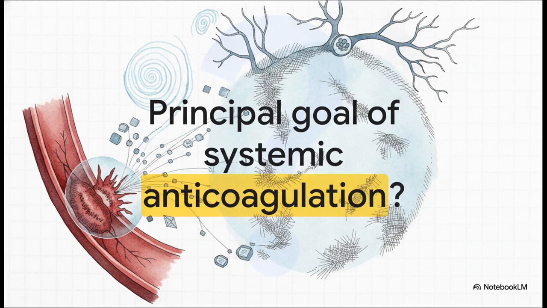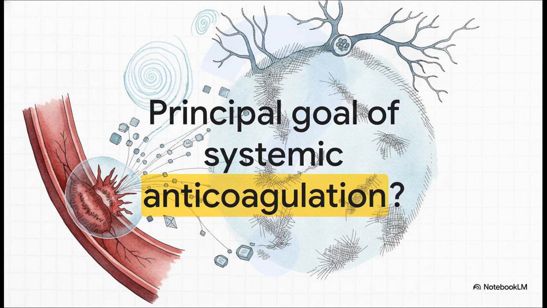Question 12. What is the principal goal of systemic anticoagulation for an acute DVT? A. Dissolve the clot. B. Arrest propagation and prevent PE. C. Widen arteries. Or D. Increase WBC. The answer is B.